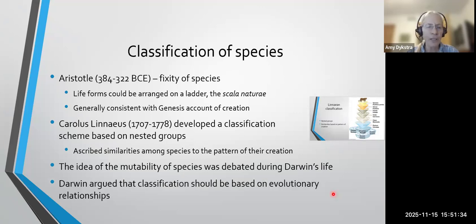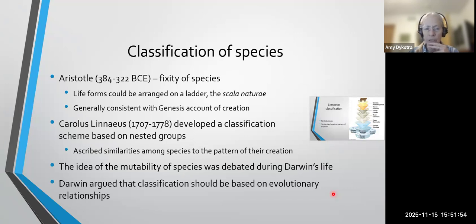And Darwin eventually came to believe that classification of animals and plants should be based not just on similarity in the way they were created, but on evolutionary relationships based on who they descended from.